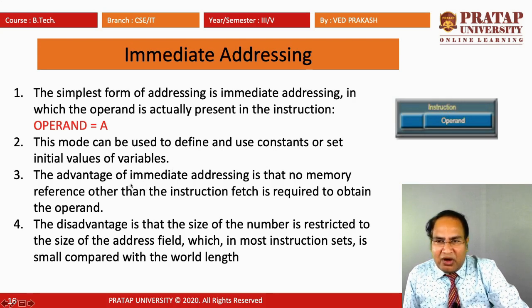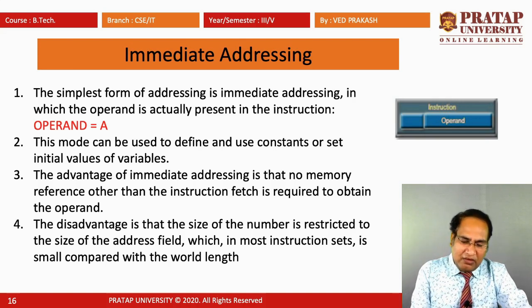The advantage of immediate addressing mode is that no memory reference other than the instruction fetch is required to obtain the operand. The disadvantage is that the size of the number is restricted to the size of the address field, which in most instruction sets is small compared with the word length.